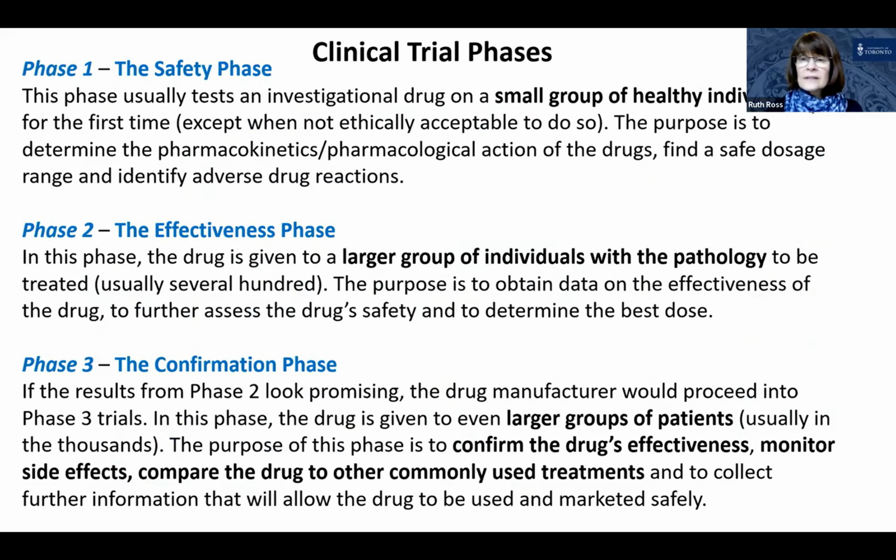So again, this is a summary of the phases of clinical trials. Healthy volunteers, trying the drug for the first time, you're looking at the initial PK, pharmacokinetics, and pharmacological effects. Look for adverse reactions or unexpected things. Then you're looking at the effectiveness phase, a larger group of individuals with the pathology, so with the illness, like pain, for example, and you get this initial evidence of whether it's actually safe and has any effectiveness.